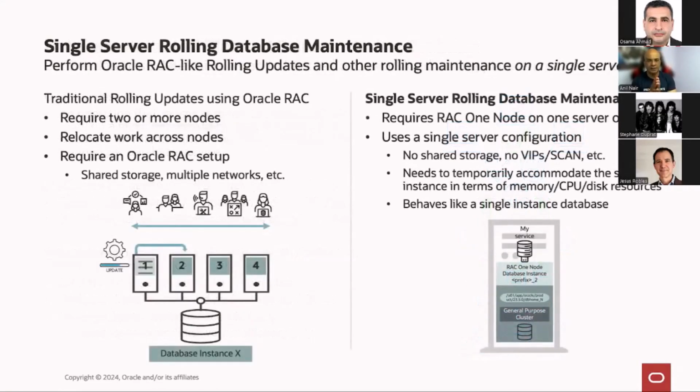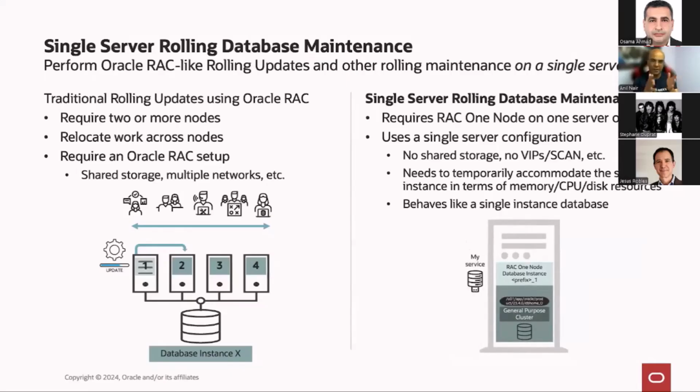In this context, I have two features that I would like to talk about. This single server rolling database maintenance feature. Typically, as you see on the left-hand side, Oracle RAC has been providing rolling patches for the longest time. You simply apply it: go to the first node, srvctl relocate service, srvctl stop instance, apply patch, srvctl start instance, srvctl relocate service back, and then go to the second node, the third node, the fourth node, and so on and so forth.